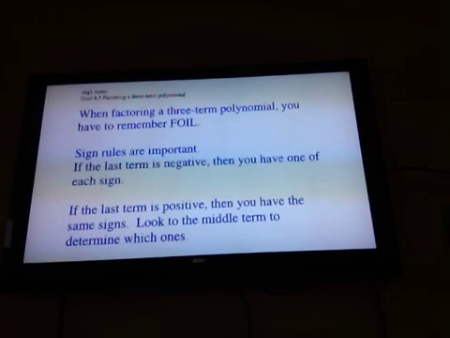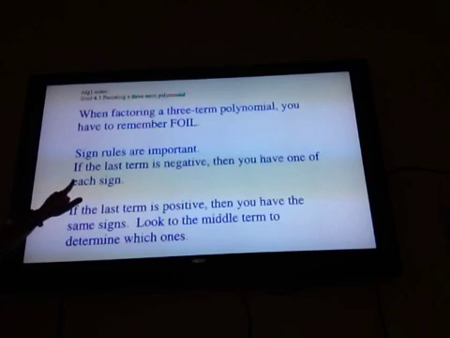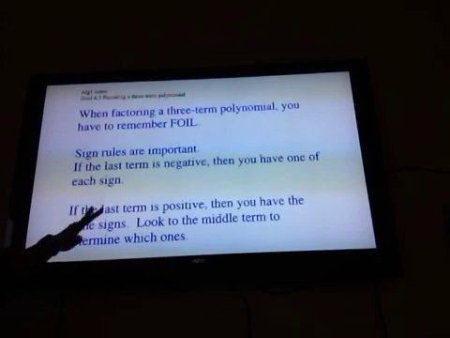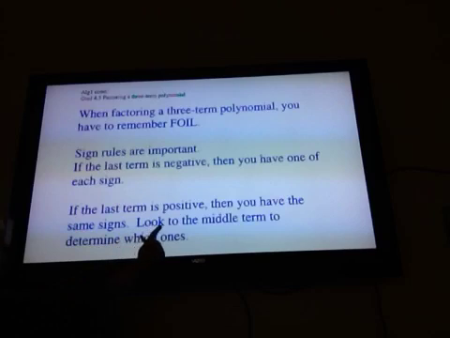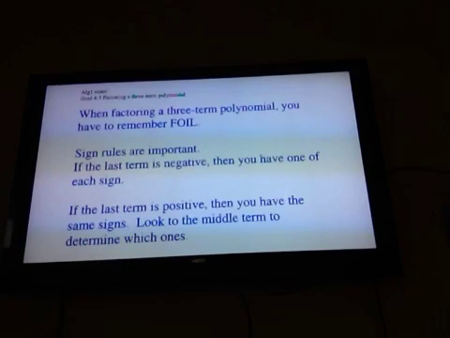Okay? So, sign rules. If the last term is negative, so there's 3 terms, if the last term is negative, then it's automatically one of each sign, positive and negative. If the last term is positive, then you have the same signs. It's either going to be plus plus, or minus minus. And you're going to know by looking to the middle term to determine which one. I will show that to you as we're going along.